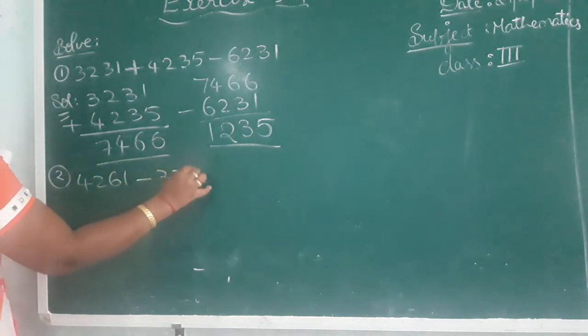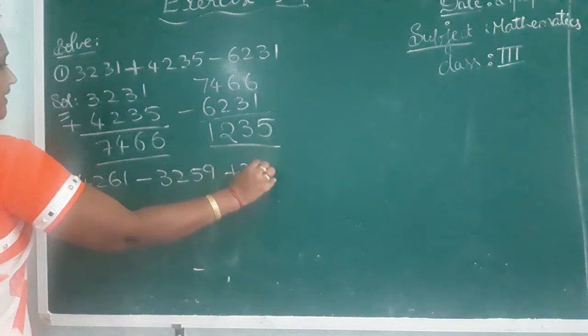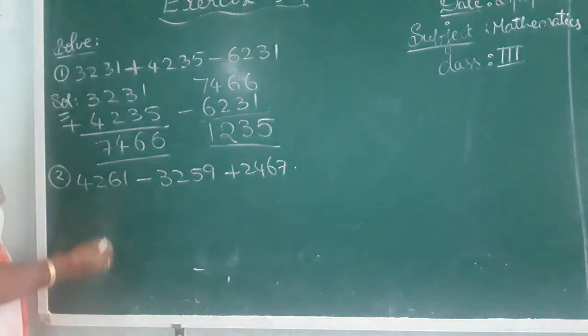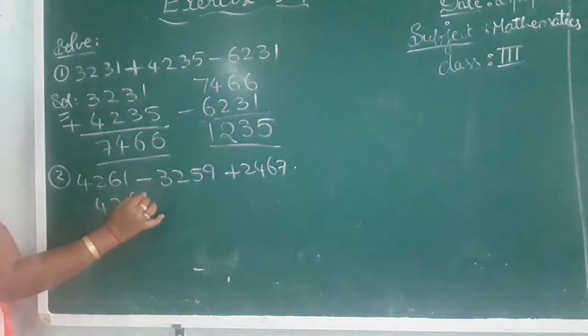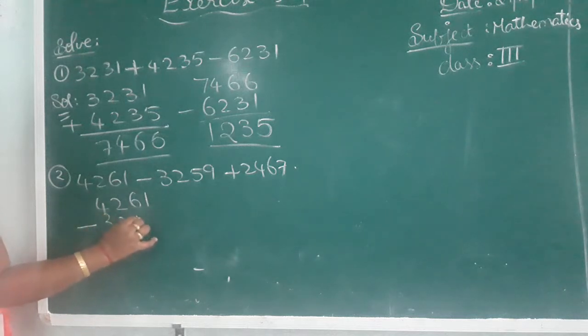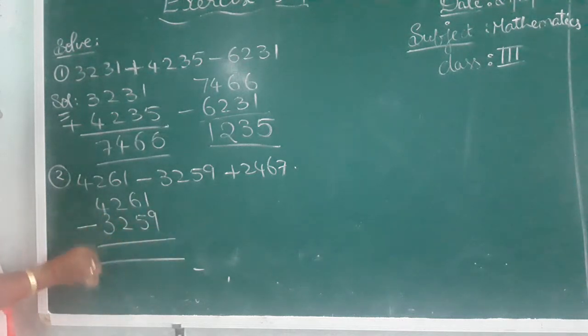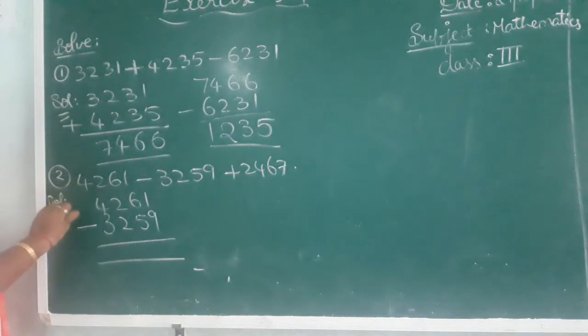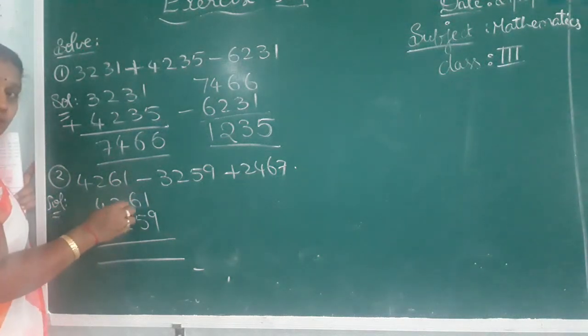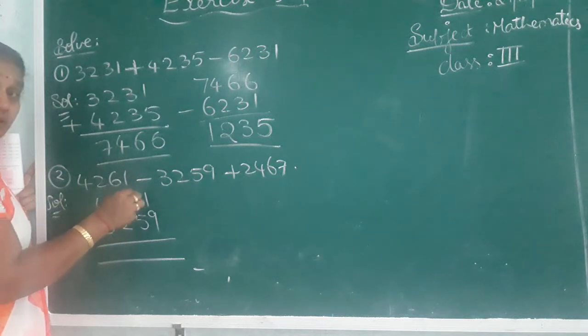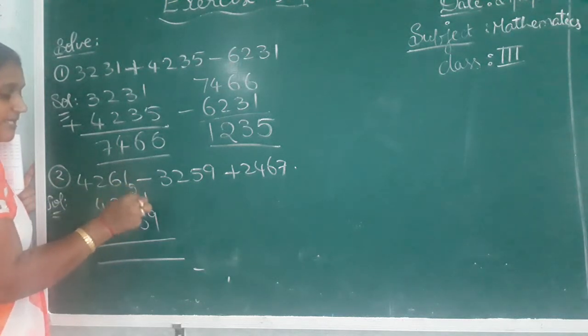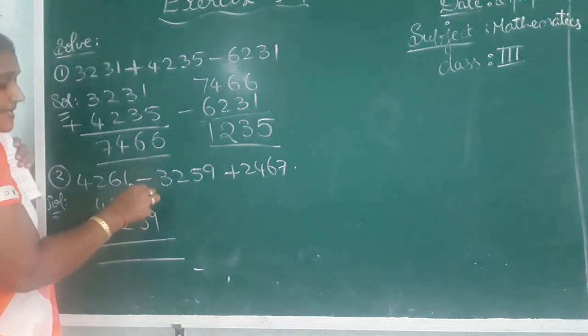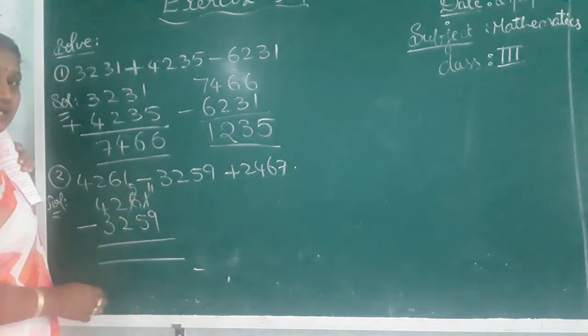4261 minus 3259 plus 2467. See here. 4261 minus 3259. First you have to subtract. Look at the symbol they have given you. First you have to subtract. So subtract it. 1 minus 9. Is it possible? No. So you have to borrow from the number before. If you borrow from this number, it becomes 6 minus 1, 5. This number becomes 10 plus 1, 11. 11 minus 9, 2.